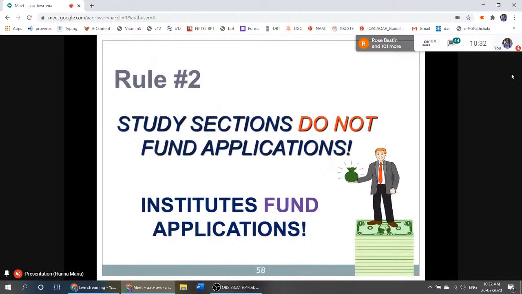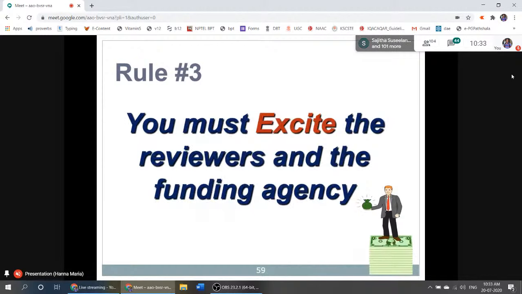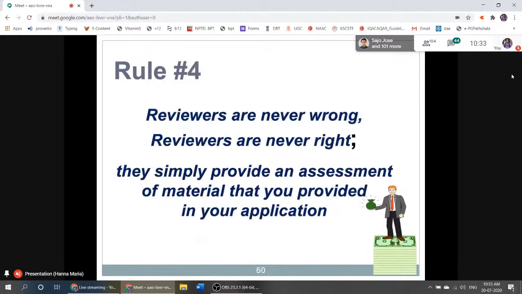Study sections. Do not fund applications. You have to study the granting applications. You have to study the requirements of the funding agency well. Number three, next one, please. You must excite the reviewers and the funding agency. Very, very important. Next one.